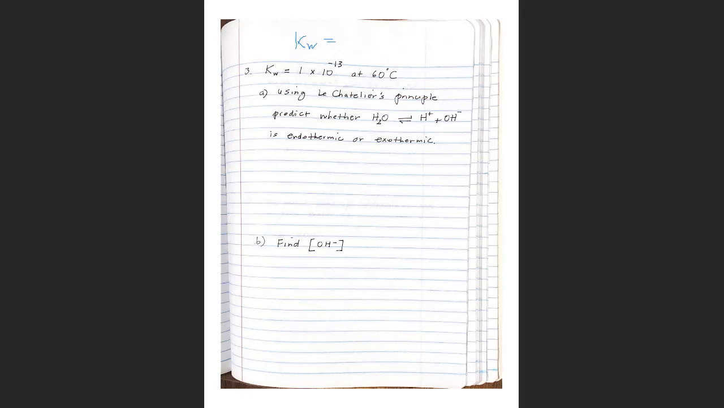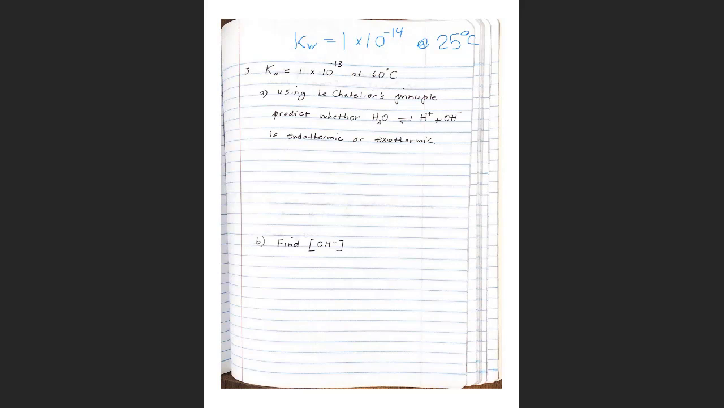Well, actually, that's what the Kw is supposed to tell you. So this is not an obvious one, but if you understand that Kw is equal to 1 times 10 to the negative 14th at 25 degrees Celsius, and it's 1 times 10 to the negative 13th at 60 degrees Celsius, at what temperature is it a higher value of K? At 60 degrees Celsius. So the difference between 25 and 60 degrees Celsius is that at 60 degrees Celsius you've added heat, haven't you? So it's endothermic.